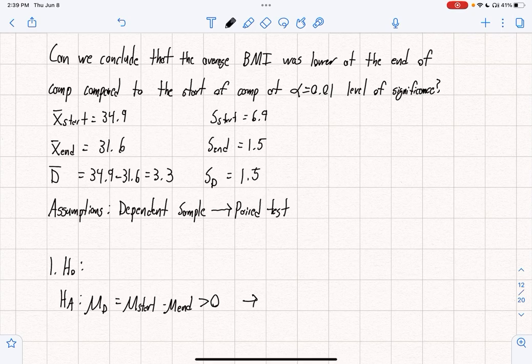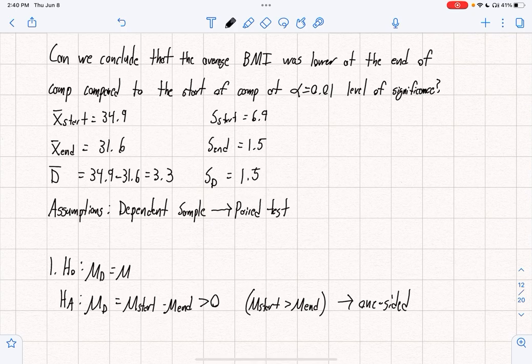So let's think about this as mu start bigger than mu end. And this is one-sided. So we're not just looking for a difference, we're actually testing specifically that people lose BMI. So mu D here, mu start minus mu end, is less than or equal to 0 under the null.